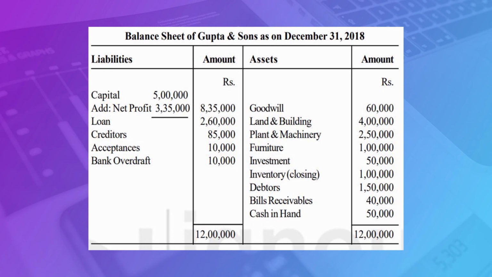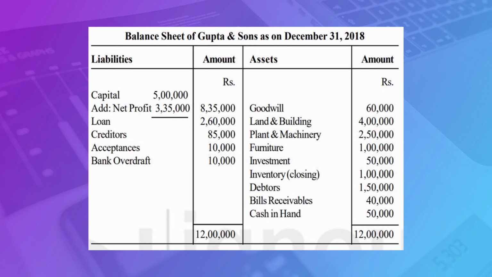And here in the liability side, there are 5 items. The first one is capital. Capital net balance is 8,35,000. Then the second item is loan, 2,60,000. Third item is creditors, 85,000. Fourth item is acceptances, rupees 10,000, and the fifth item is bank overdraft, again 10,000. So, the total of all these 5 items is rupees 12 lakh.